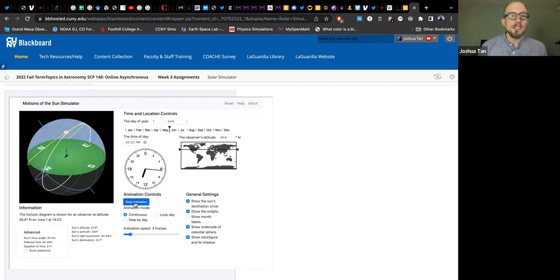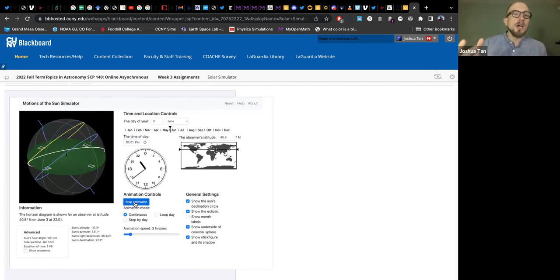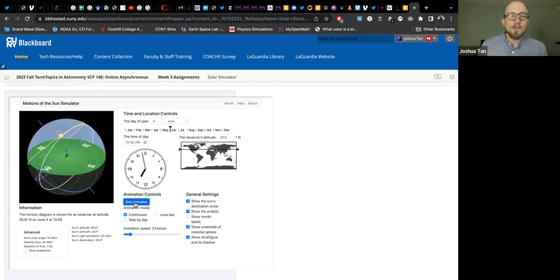Now, we start our observations at a location that's pretty close to where New York City is. You can see our observer latitude is 40.8 degrees north. You can change where you are located on the planet if you want. And you can see that those paths that the sun is taking through the sky will change accordingly. I'm going to stop the animation now and reset.